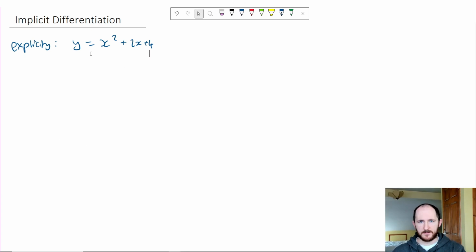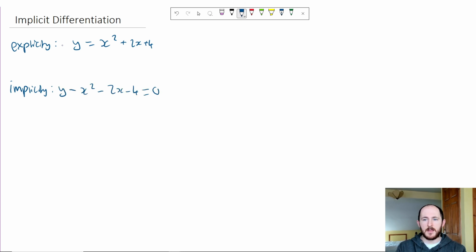An implicit function is a function that is not clearly defined. So let's say I had something like, well, what I'm actually going to do is I'm going to rearrange this equation. I'm going to move everything over to the left-hand side. So y minus x squared minus 2x minus 4 equals 0. Now, it's not clear what y or x depends on, or if it's y or x that's the actual function, right? So we have here, y's and x's all mixed together.